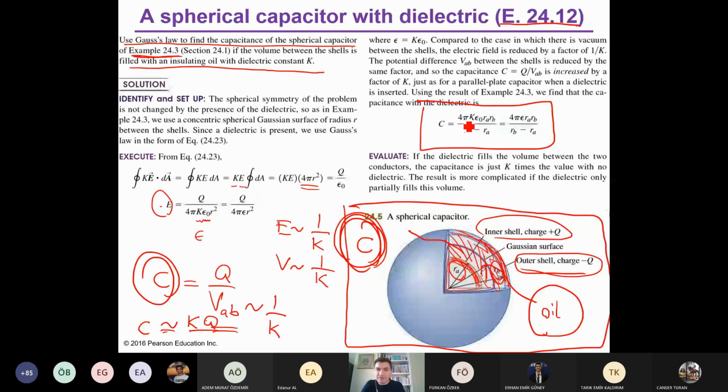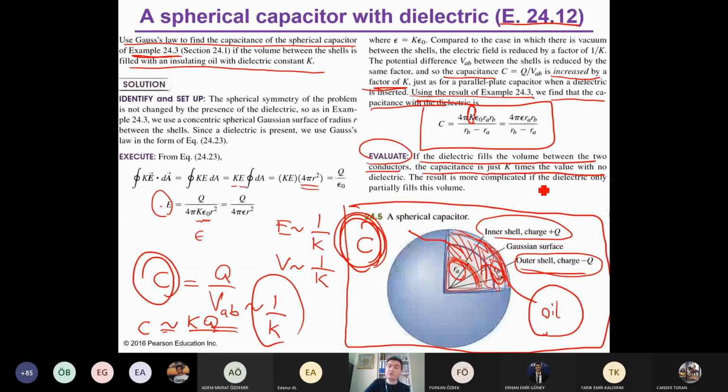So using the result of example 24.3, which we did during the last lecture, we find that the capacitance with dielectric is given with this one. So the capacitance is increased by a factor of K. I hope this is clear. Let me also read the evaluation part. If the dielectric fills the volume between the two conductors, the capacitance is just K times the value with no dielectric. The result is more complicated if the dielectric only partially fills this volume.